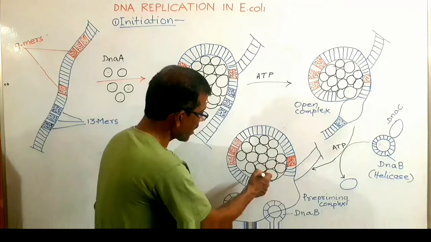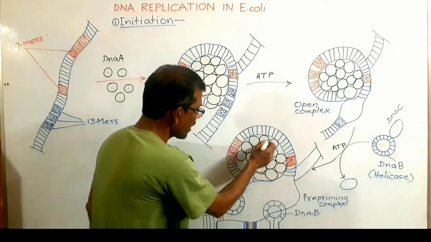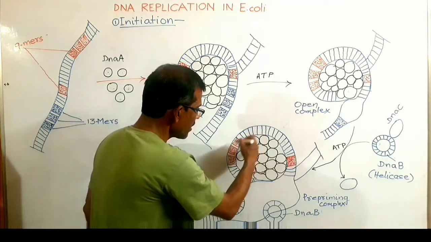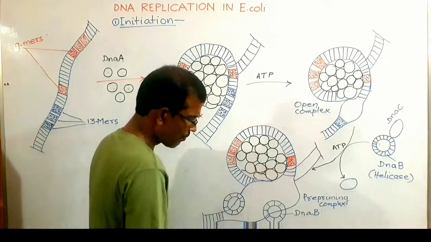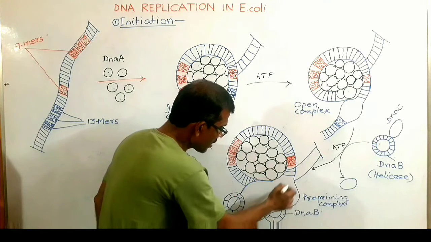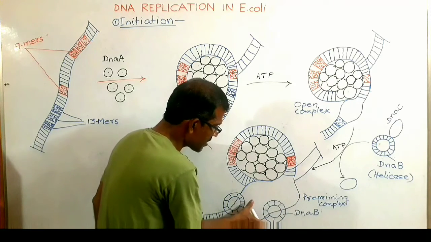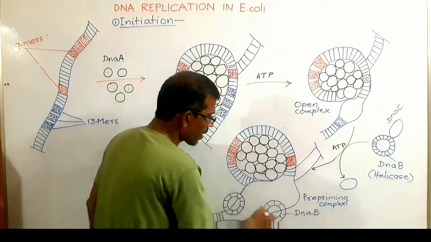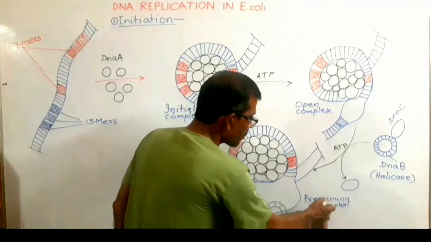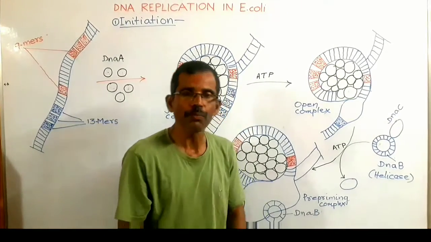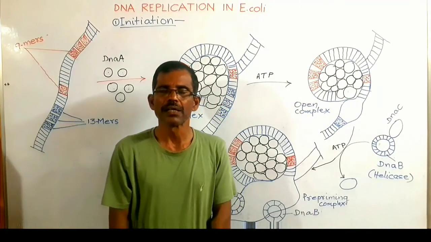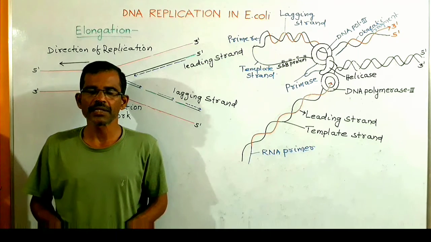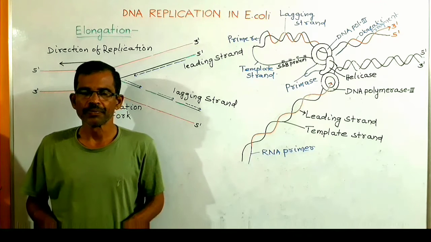So friends, in this diagram, these are the DnaA proteins, and around them is the DNA that is wrapped. This region, which contains the 13-mer repeats, is already separated. And these are the two helicases. This complex is known as the pre-priming complex. After the formation of the pre-priming complex, the next step is elongation. After initiation, the next phase is elongation.